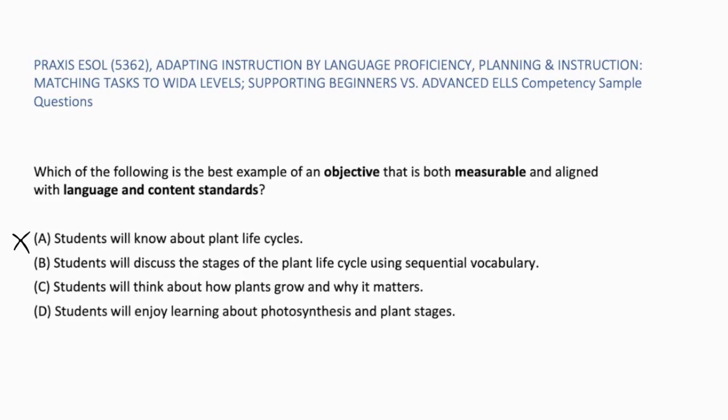A, students will know about plant life cycles. Know is vague and not measurable. C, students will think about how plants grow and why it matters. Think about is not observable or assessable. D, students will enjoy learning about photosynthesis and plant stages. Enjoy learning is an affective goal, not a measurable or instructional one. The correct answer is B. Discuss includes both content, plant life cycle, and language expectations, use of sequential vocabulary. Objectives should be observable and tied to the standards in both domains.